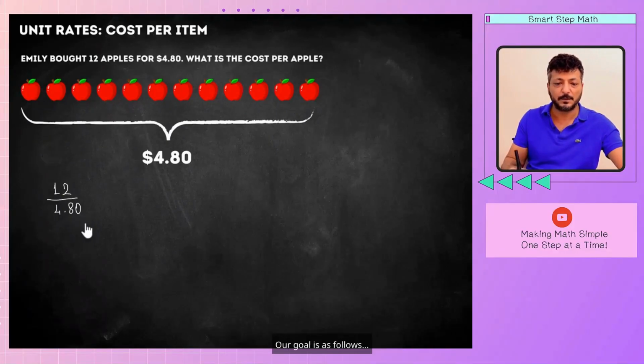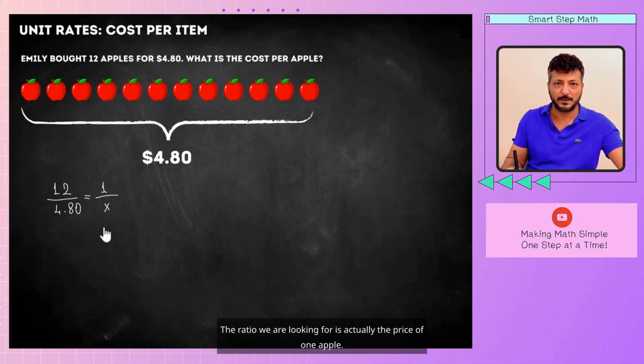Our goal is as follows. What if instead of 12 apples, there is just 1 apple? What would the price be? The ratio we are looking for is actually the price of 1 apple.